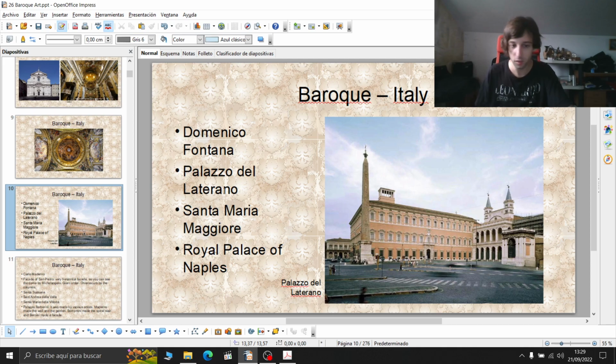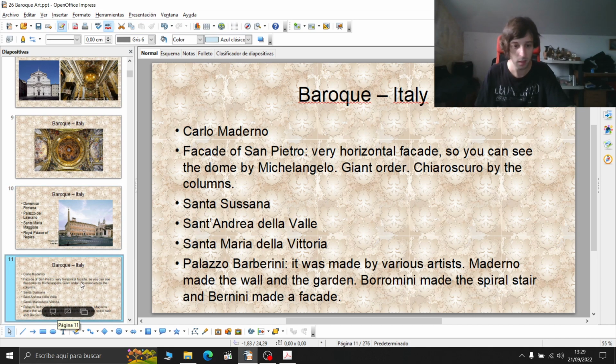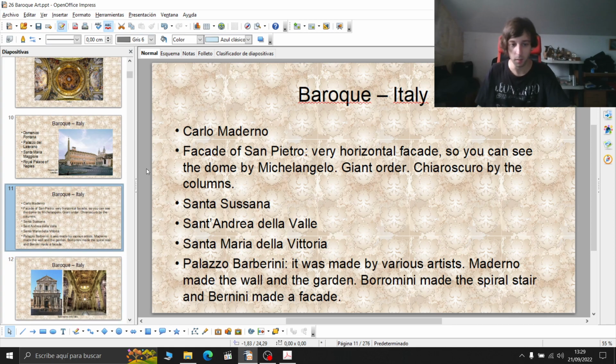Domenico Fontana with Palazzo del Laterano, Santa Maria Maggiore, and Royal Palace of Naples. This is the Palazzo del Laterano. Carlo Maderno. He made the facade of San Pietro, a very horizontal facade, so you can see the dome by Michelangelo. Giant order, chiaroscuro by the columns. It will appear later when I put more pictures of San Pietro.